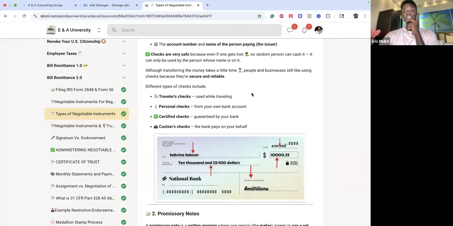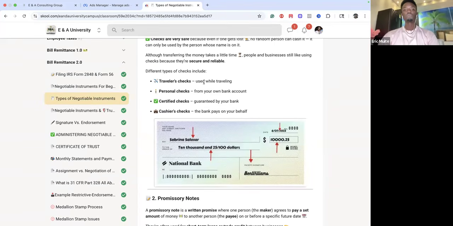Although transferring the money takes time, people and businesses still like using checks because they're secure and reliable, which is very true. Right? And then there are different types of checks. You have a traveler's check, a personal check, certified, and a cashier's. One's used while traveling, one's from your bank account, another one's guaranteed by your bank, and the other one the bank pays on your behalf.